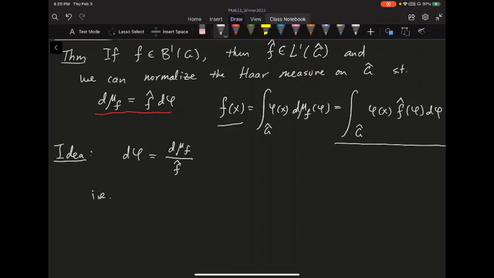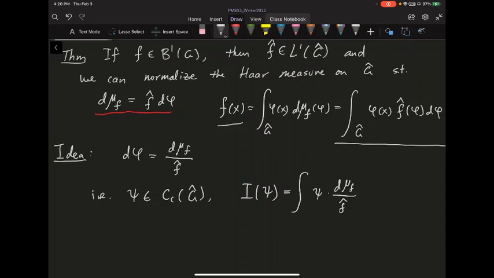So for every psi inside Cc of G hat, you can define a linear functional of the psi if you define it as the integral of psi times d mu f divided by f hat. Well, if you can show this I is left invariant, is strictly positive, and is a linear functional, well, then this I will be a Haar measure, okay? So you can always normalize it so that this I is some Haar measure integrate against some Haar measure, all right?